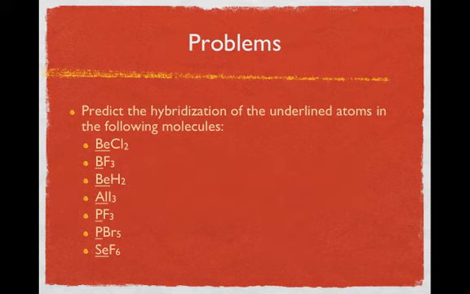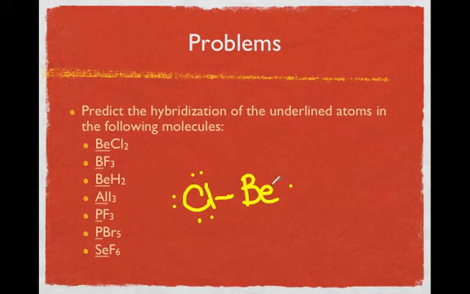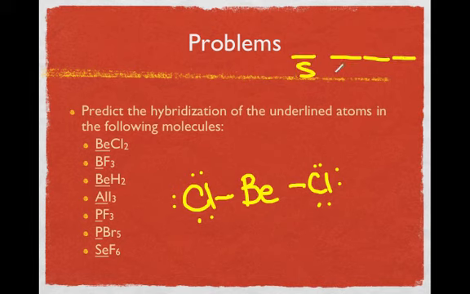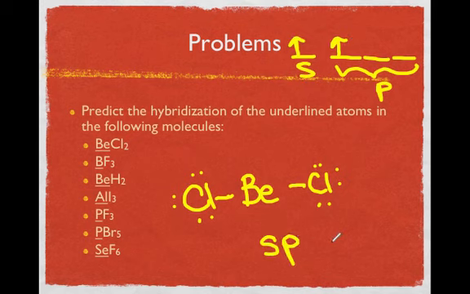So let's look at BeCl2. Beryllium has how many valence electrons? 2. Chlorine has... Okay, now we need an s. And how many valence electrons? We said 2, so we're going to have 1, 2. So it's an sp hybrid orbital.